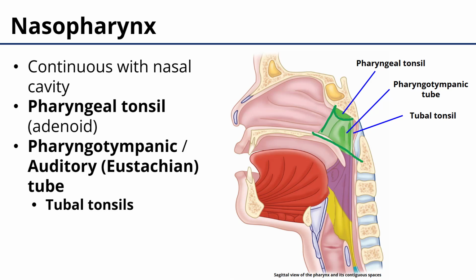Also present is a pharyngotympanic tube, also known as the auditory tube or the eustachian tube as the eponym. That pharyngotympanic tube is a passageway between the nasopharynx and the middle ear. So you can equilibrate your air pressure of the middle ear through your nasopharynx. In association with the pharyngotympanic tube opening, we also have some tubal tonsils, or collections of lymphatic tissue, that are adjacent to this opening.